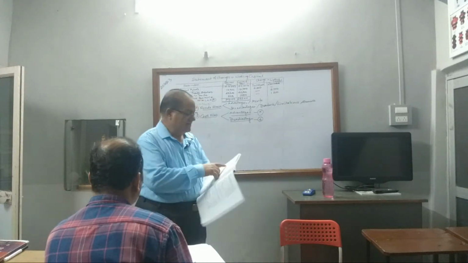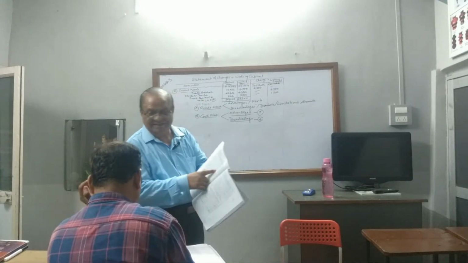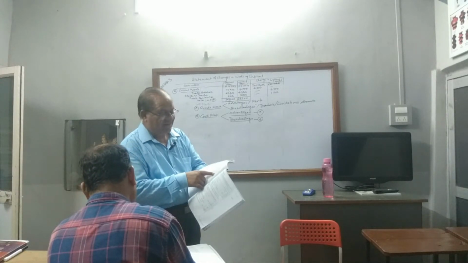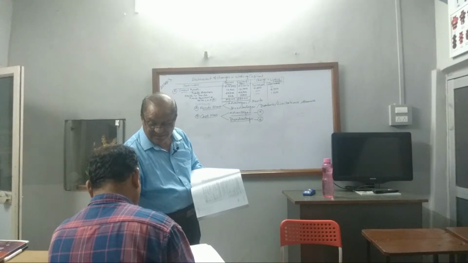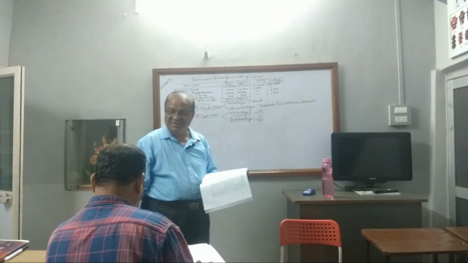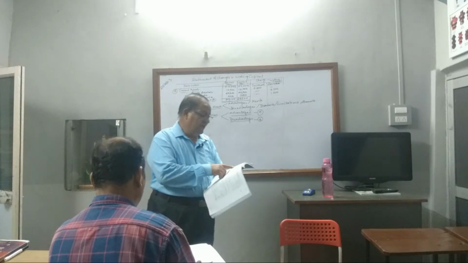Then the next, plant. Plant is increase. Just see, 2,40,000 to 3 lakh 60,000 increase. Means purchase of plant. Just see, 60,000. Got it? Then next, building.